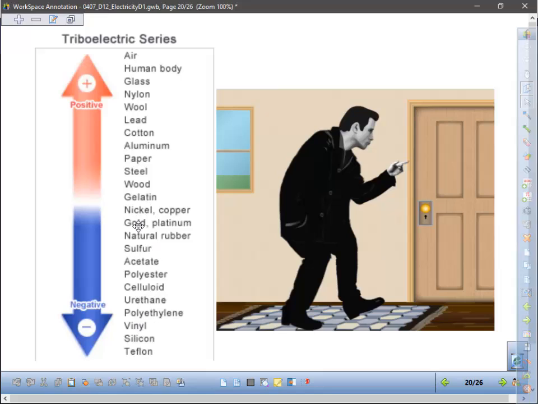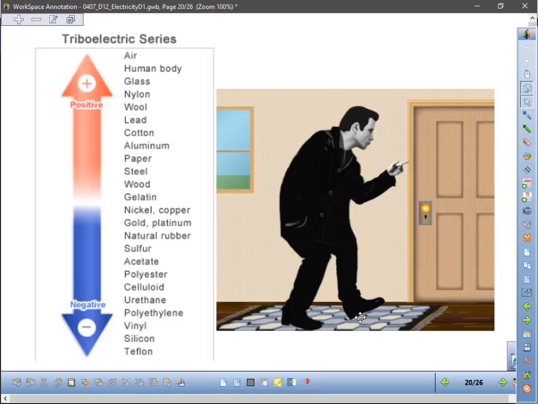The things in the middle, gold, nickel, rubber, sulfur, will still steal electrons from these things above them, but they just don't steal them as well. Now, when you go up higher on these things like cotton, wool, nylon, these things like to give up electrons, so they like to be more positive. Okay, so here's what happens with John Voltage.